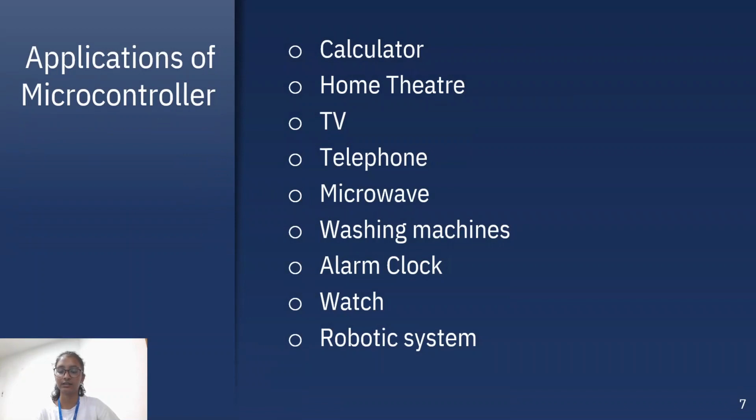Next is where microcontrollers are used. The appliances in which microcontrollers are used are the calculator, home theater, TV, telephone, microwave, washing machine, alarm clock, watch, and robotic system. These are the appliances where the microcontroller is used.